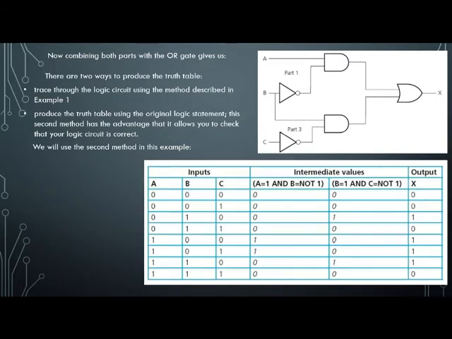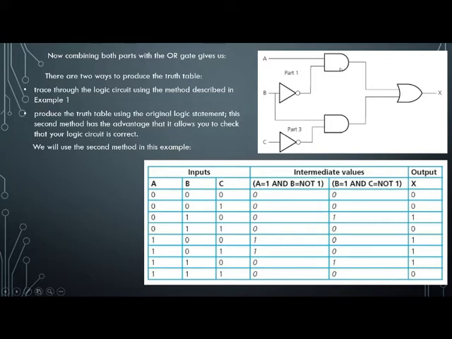In the second method, how many inputs do we have in total? We have 3 inputs, A, B and C. So we write A, B, C, and if we have 3 inputs, how many possibilities will there be? 8 possibilities in the truth table. So what will you get in part 1? These are the intermediate values. How can you identify them? First of all, you have to identify what you get when A and B are on.